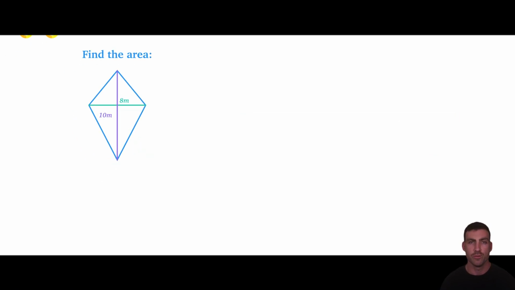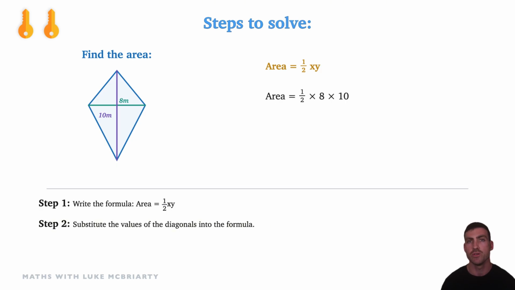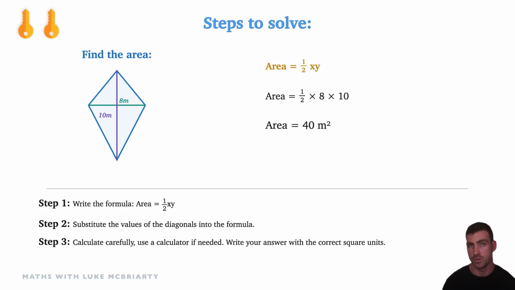Let's use our new formula. Step 1, write down the formula. Area equals half times X times Y. Step 2, substitute the values of the diagonals into the formula. Step 3, calculate carefully, use a calculator if needed, write your answer with the correct squared units. Follow these same 3 steps every time you find the area of a kite or a rhombus.